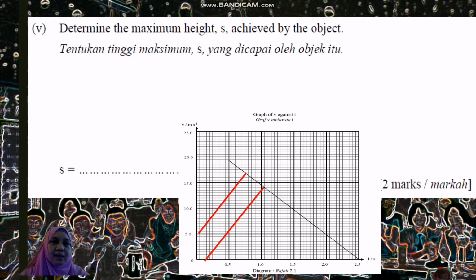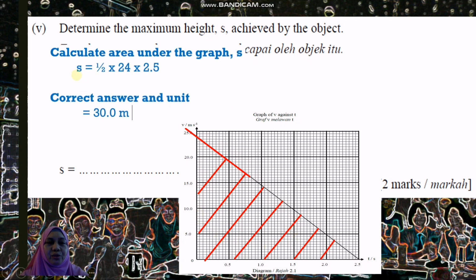Number 5. Determine the maximum height achieved by the object. So how to find maximum height? A maximum height can be determined by calculating the area under a v-t graph. So this is the area under the graph, and the shape of this graph is a triangle. So how to find the area of a triangle? It is half multiplied by y, which is 24, multiplied by x, which is 2.5. So the maximum height achieved is equal to 30 meter.